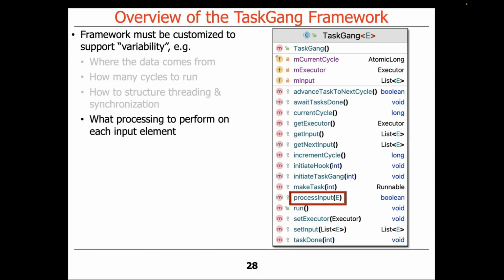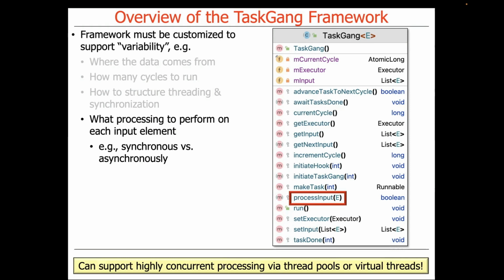Another variability is what processing to perform on each input element, and that's done through the process input hook method. And you can determine whether you want synchronous versus asynchronous processing. We'll see how that works when we take a look at the implementation subclasses of TaskGang. And this allows us to do very scalable concurrent processing using thread pools or even use virtual threads, as we'll show in some of the examples too.